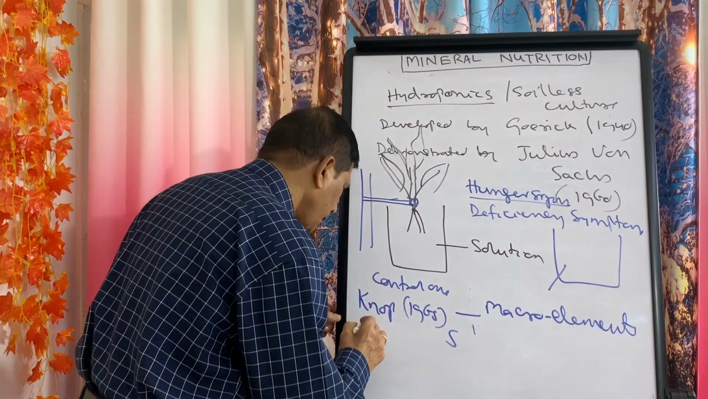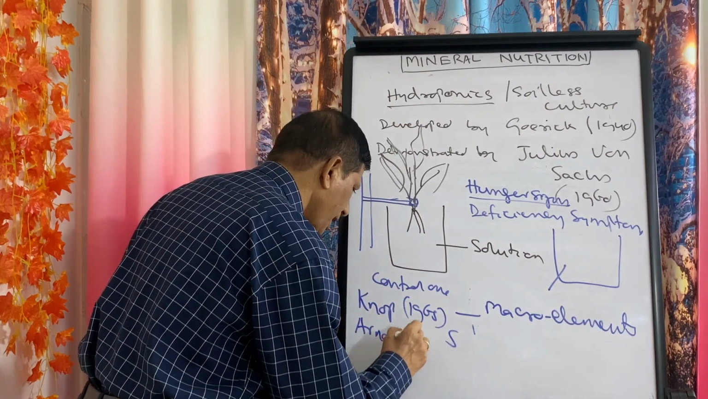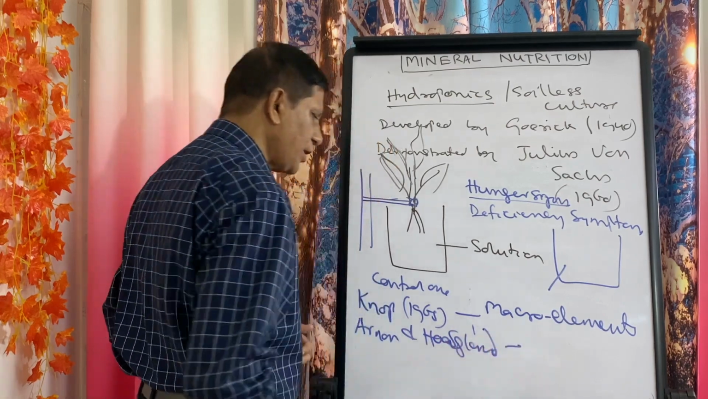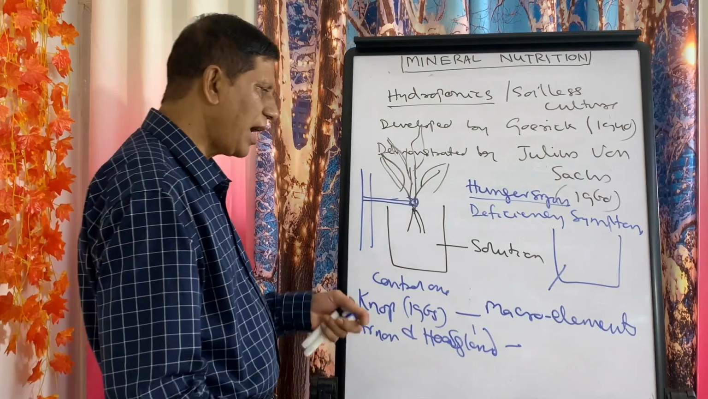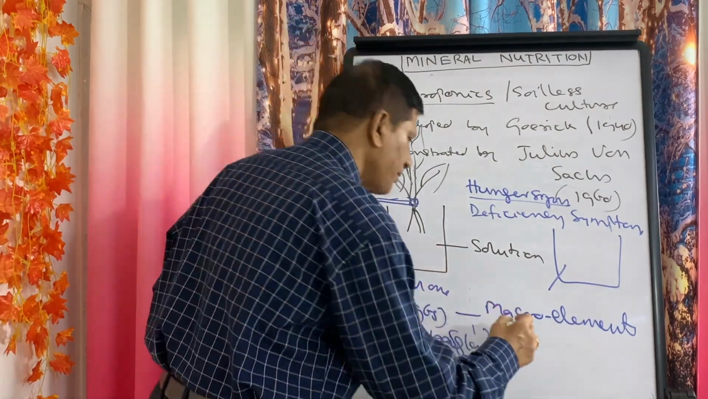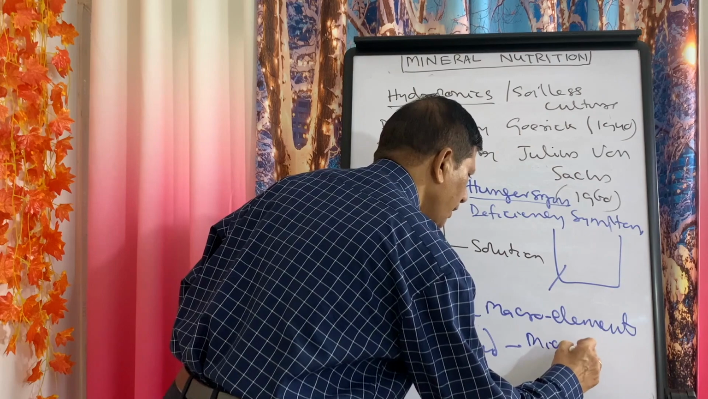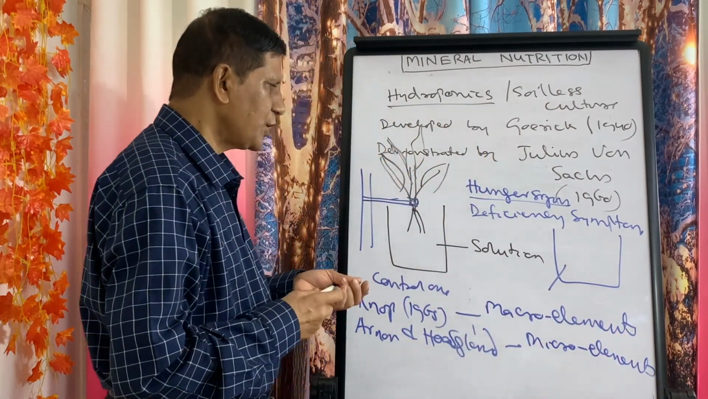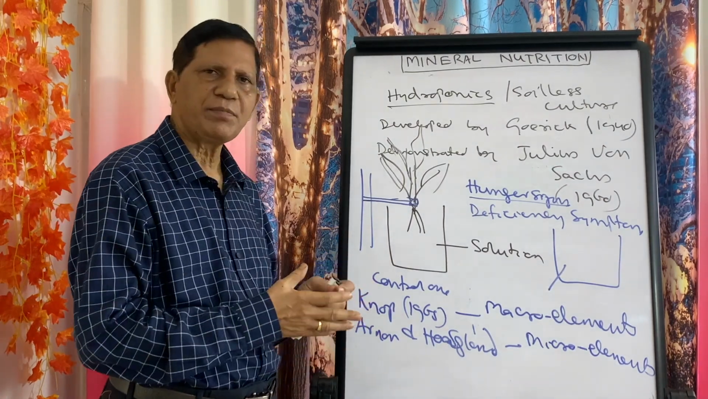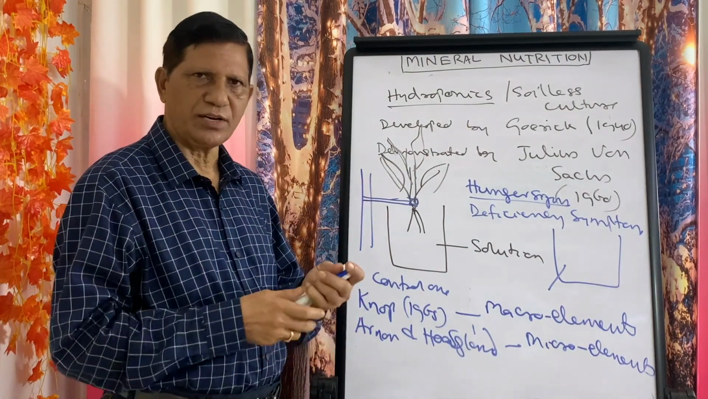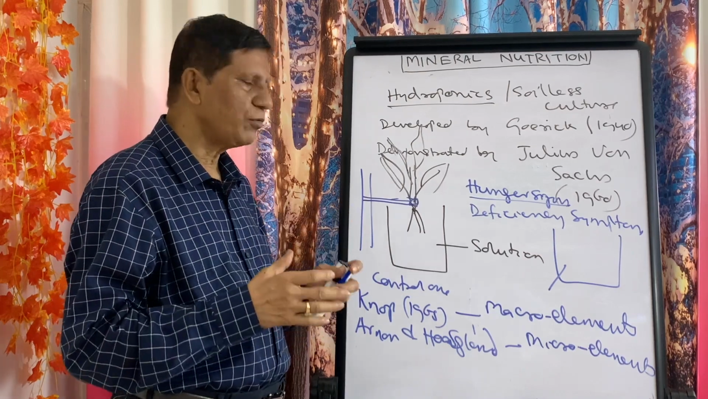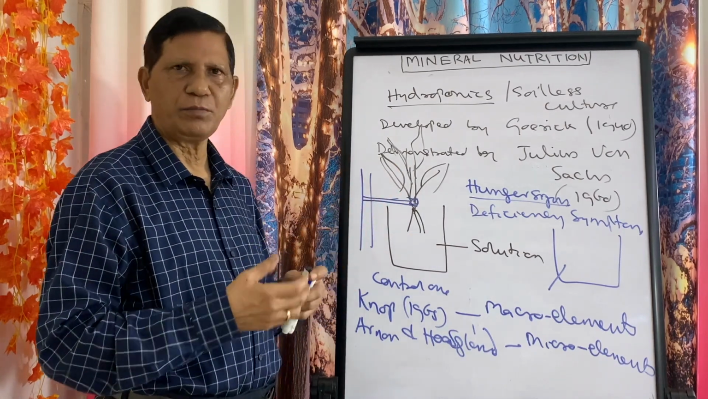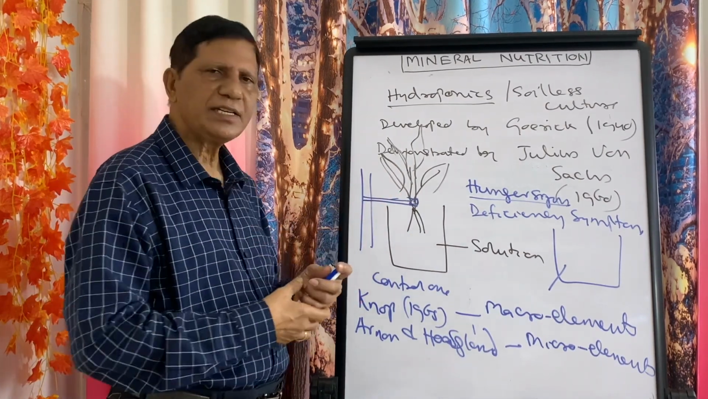Then another two scientists, Arnon and Hoagland, prepared a solution that is also known as Hoagland solution, and they gave the importance of the different types of micro elements for the growth of the plant body. So in this way, different scientists prepared different solutions which were very useful in the development of soilless culture or hydroponics. Nowadays, this hydroponics is very important.